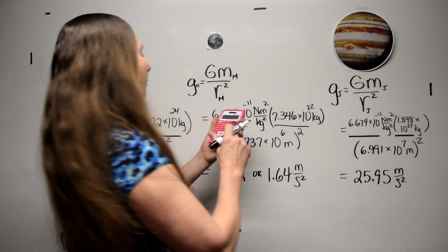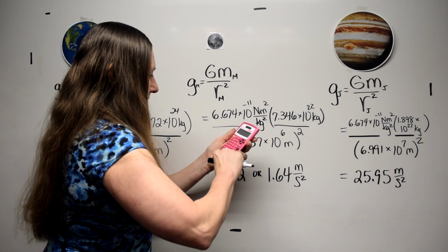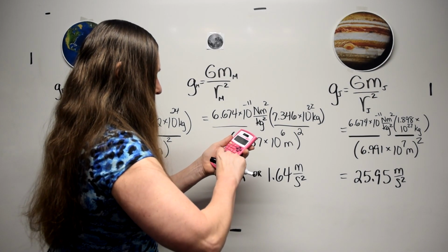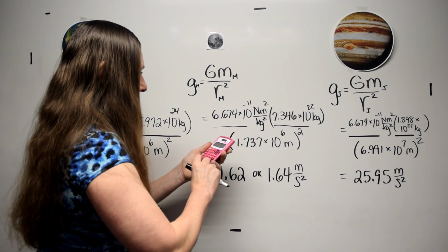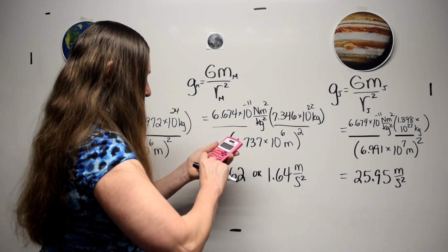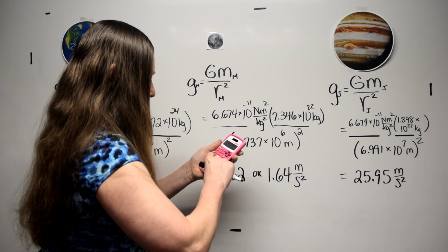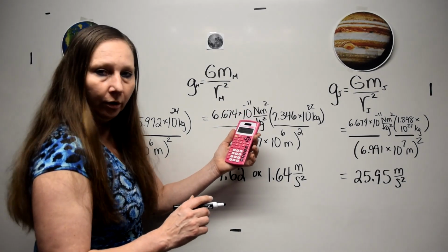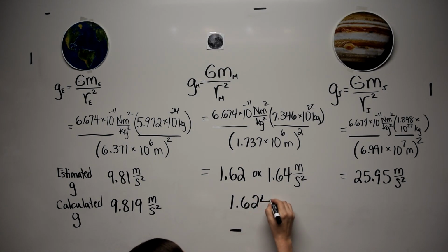Now here we go. 6.674, exponent negative 11, times 7.346, exponent 22. I'm going to hit equals. That's the top. I'm going to divide that by, open the parentheses, 1.737, exponent 6. Raise that to the second power. Close the parentheses. I'm getting 1.624, 1.624 meters per second squared.